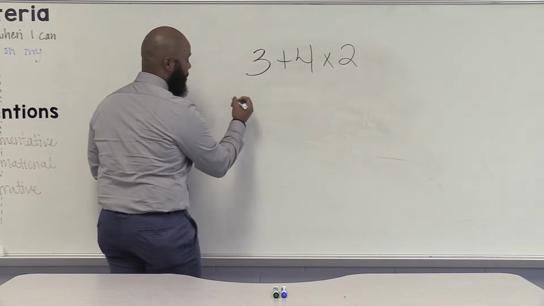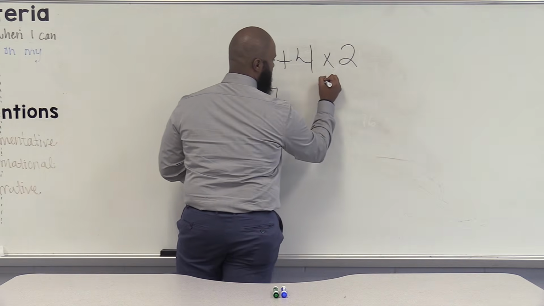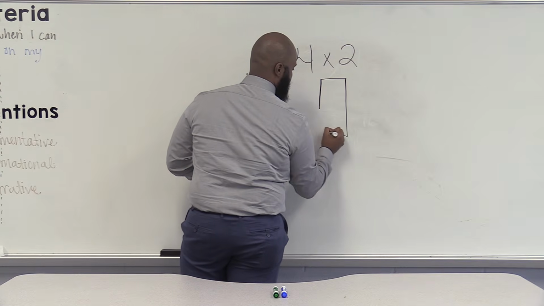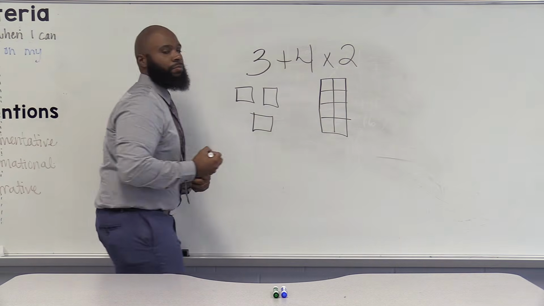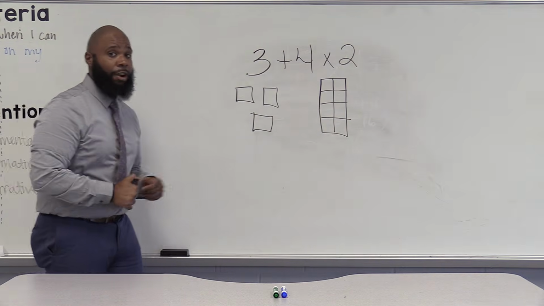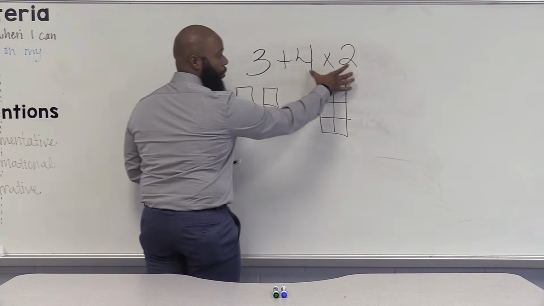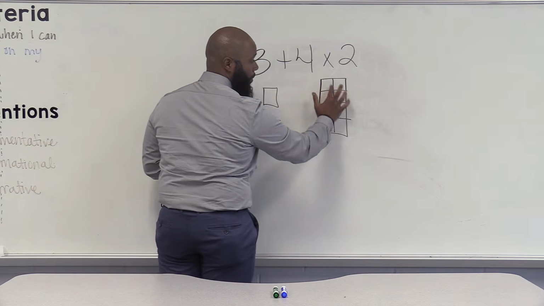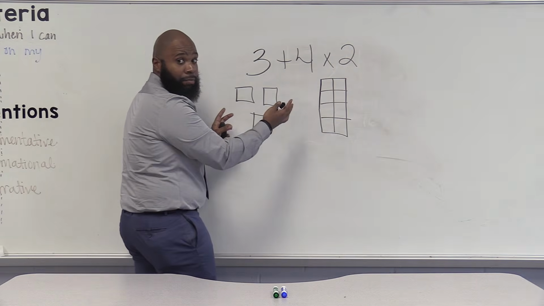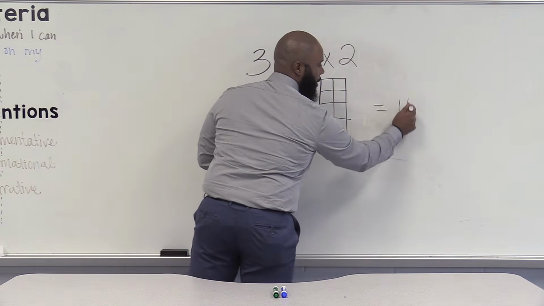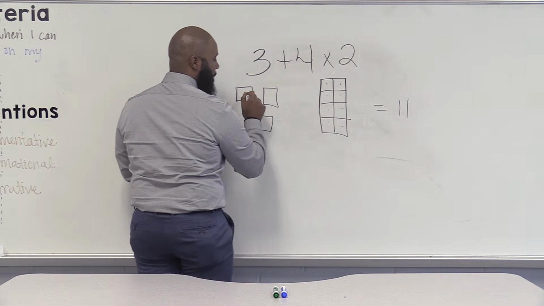And I'm going to draw a model on the board to help. This diagram models this expression. We need to multiply 4 times 2 first, which is shown in this model. These are my groups together. Then after that, we can add the 3 to this. So now, our answer should be 11. I can check that by adding it up: 1, 2, 3, 4, 5, 6, 7, 8, 9, 10, 11.